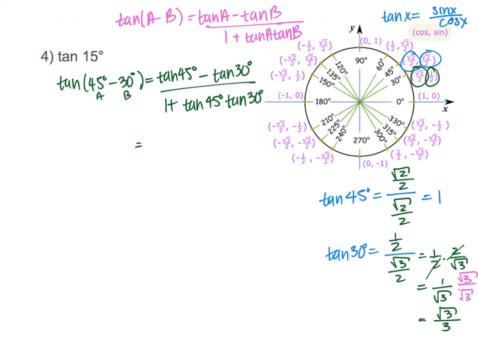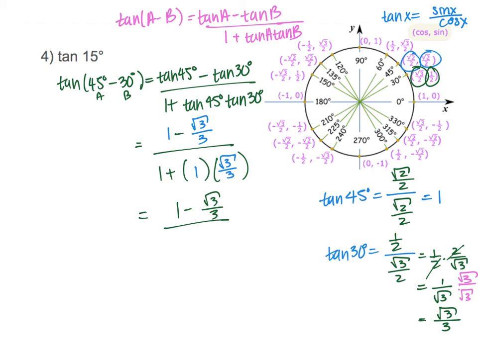So if you were working this out, tangent of 45 is 1 minus tangent of 30, which is the square root of 3 over 3, all over 1 plus tangent of 45, which is 1, times the square root of 3 over 3 for tangent of 30. And so if you keep working this out, the top here would be 1 minus the square root of 3 over 3. And then if I multiply the bottom out, that's just the square root of 3 over 3, because 1 times that is just still itself.